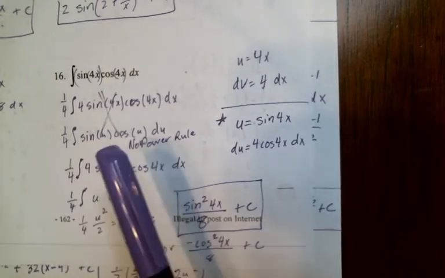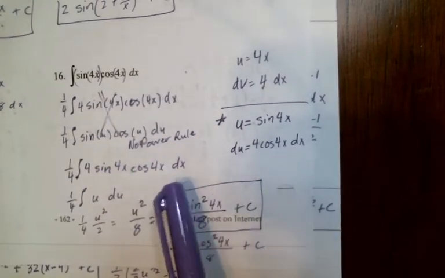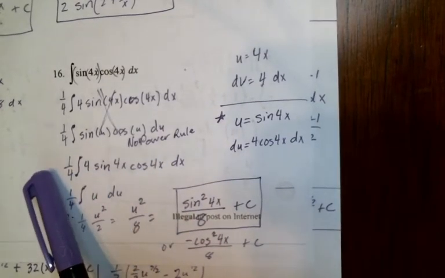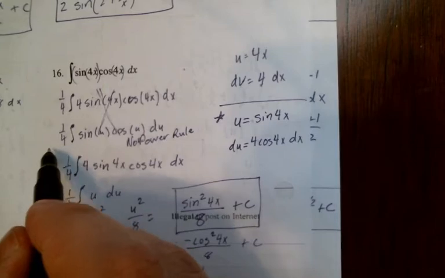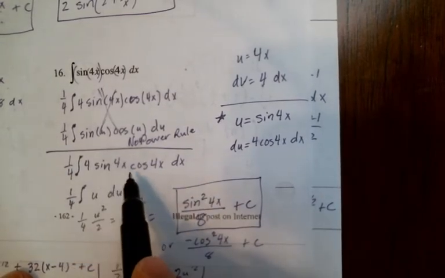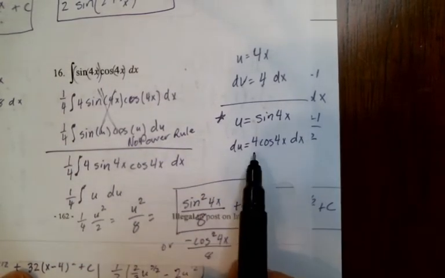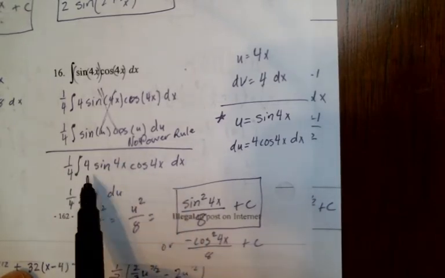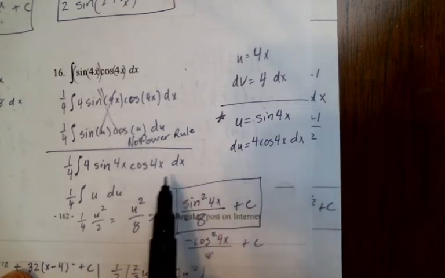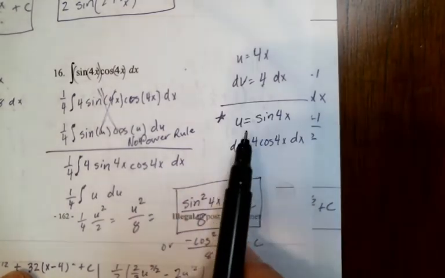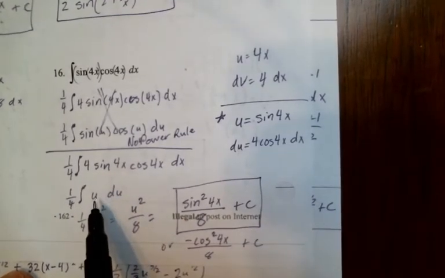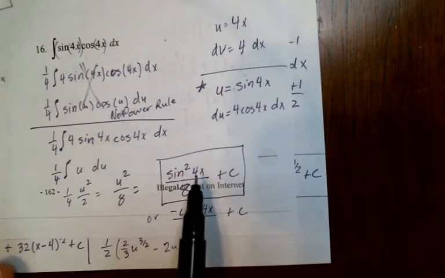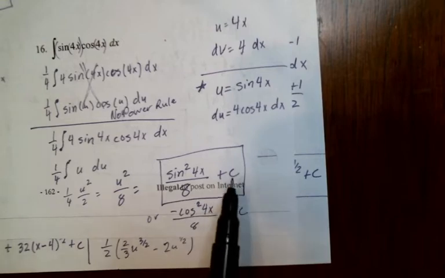So then I knew I had a cosine of 4x dx. I just need to multiply this side by 4 and this side by 1/4. So this kind of is a separation. This is my new problem that I started. So I multiplied this side by 4, that side by 1/4, and then I simplified it from there. 4 cosine 4x dx is just du, and then sine 4x is my u, so I just put u there. Then I go to u squared over 2, and that takes me to sine squared of 4x over 8 plus c.